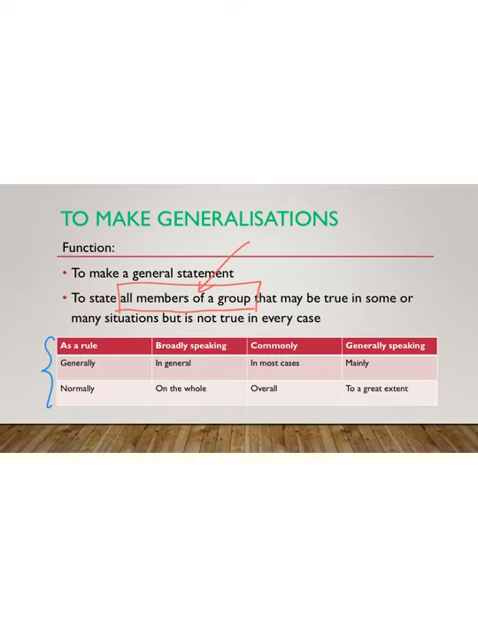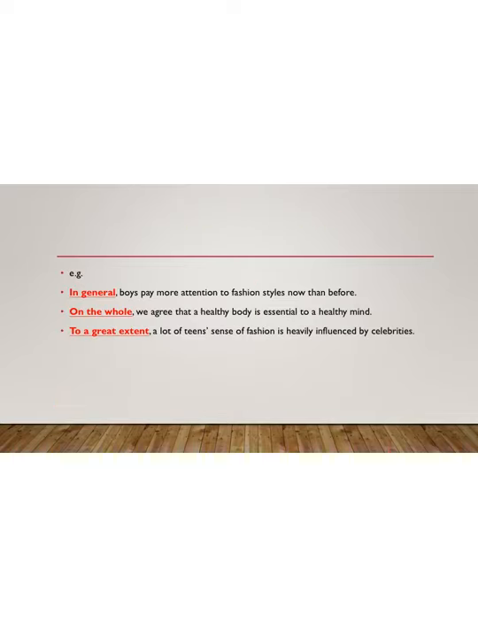And now I would like to show you some more example sentences. Okay, for example, let's look at the first one. In general, comma. Boys pay more attention to fashion styles now than before. So we are talking about all members of a group, like the boys. So it may be true, okay, in many situations. That is, the boys pay more attention to the fashion styles now than before when we are comparing now with before.